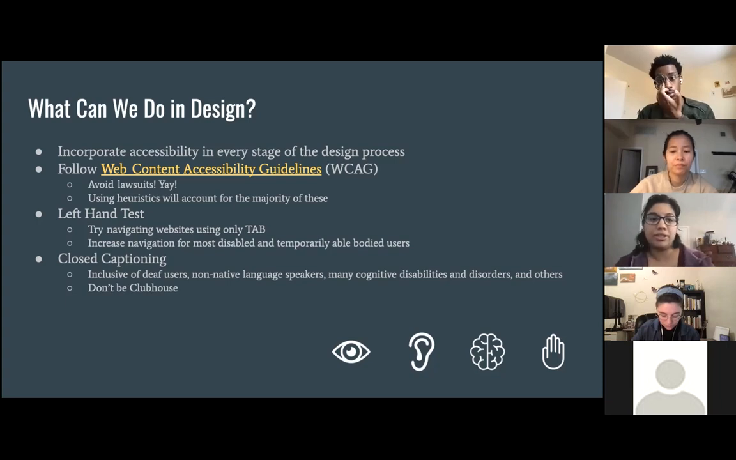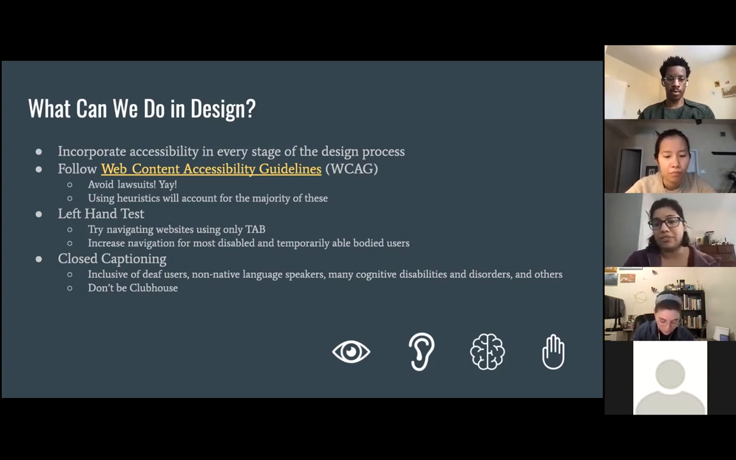And then another thing, which isn't always going to impact what we're doing, but if you are ever working on a video-based app or a visual app, making sure that there's closed captioning for deaf users. It will specifically help deaf users, but as a benefit it also assists non-native language speakers, anyone who has cognitive disabilities or disorders, a whole slew of other people. And if you're in a space where you can't listen to the audio, but you still want to watch it.